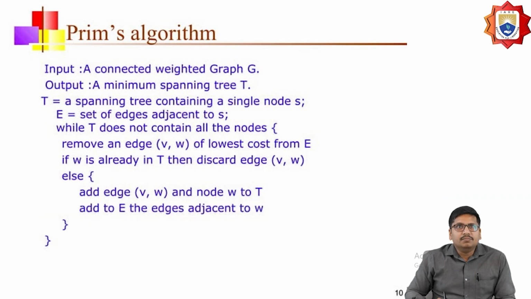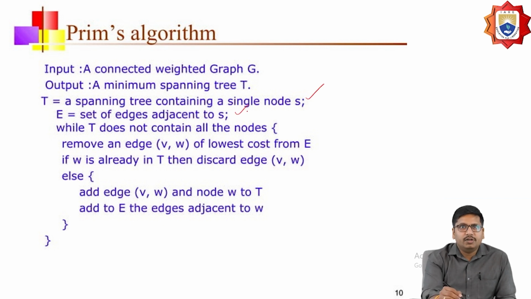And in Prim's algorithm, the input should be a connected weighted graph and the output should be a minimum spanning tree. Here the spanning tree is nothing but a single node, and E should be the set of vertices that are adjacent to S. And here also the tree does not contain all the nodes. And how do we remove the edge of the lowest cost? Then if W is already in T, discard the edge here.